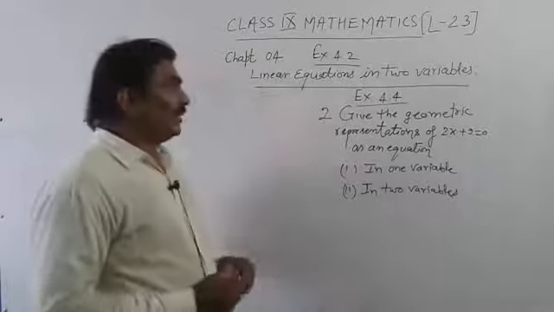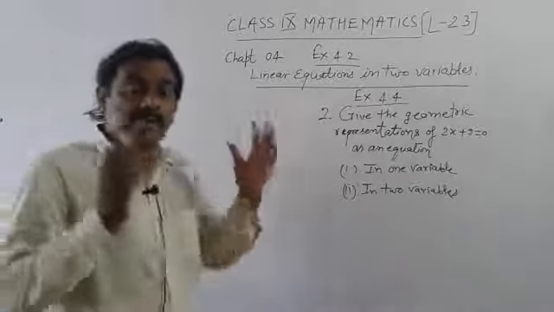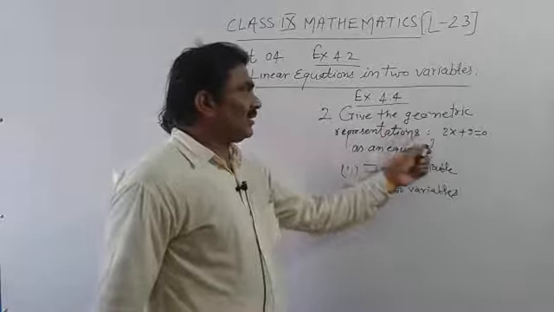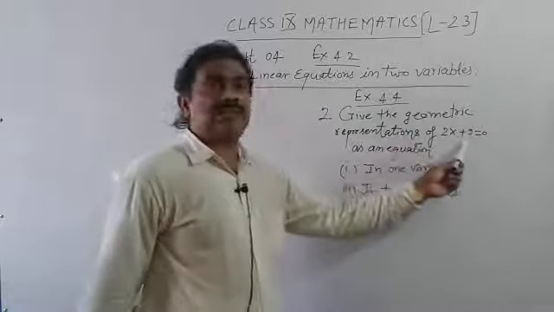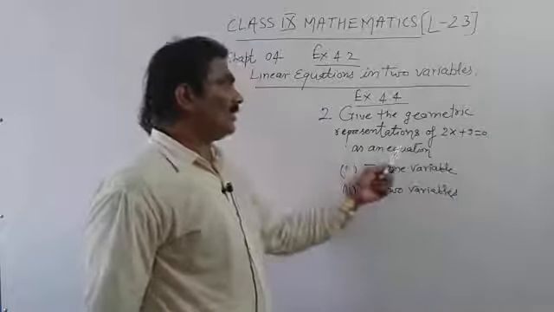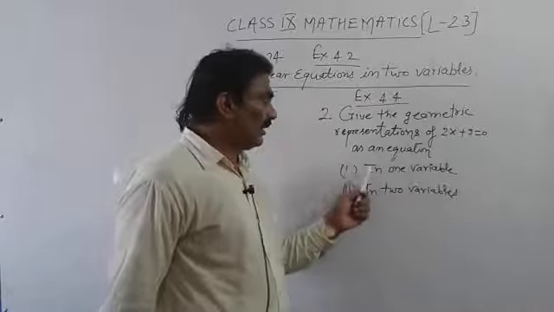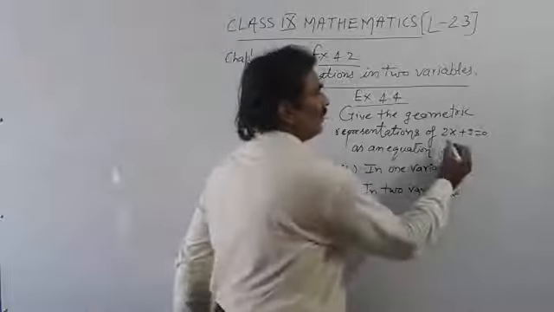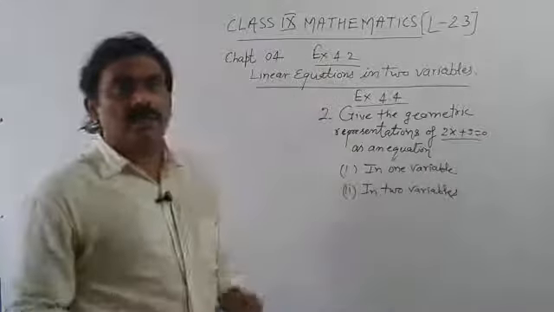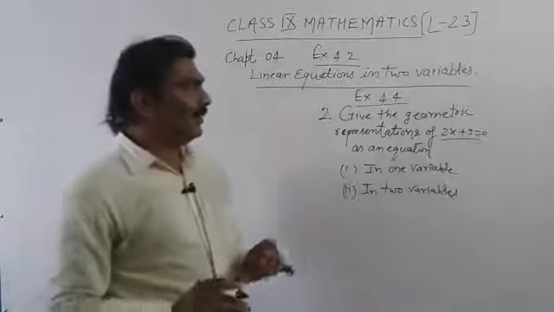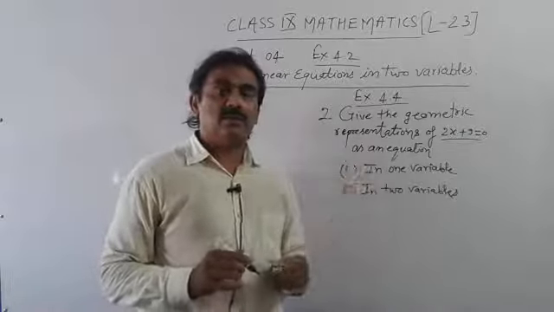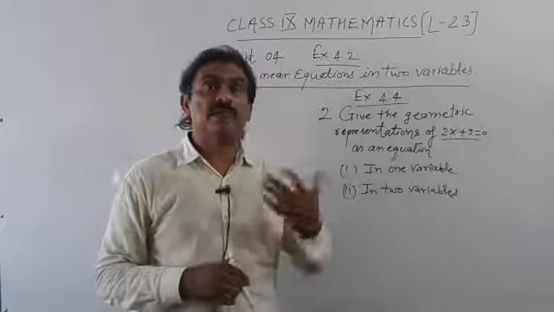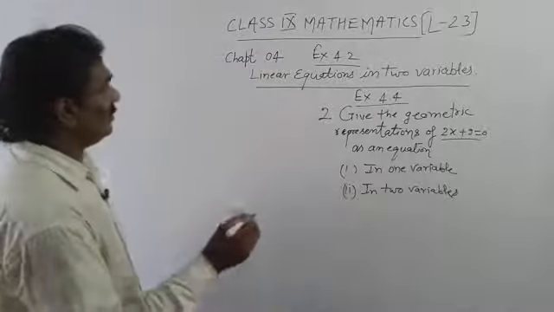Now students, we have the second and last question of 4.4. Question: give the geometric representation of 2x + 9 = 0 as an equation, first in one variable and second in two variables. Okay students, this question belongs to 4.4, but with the help of this solution I hope you will solve some different questions. So see here the solution.